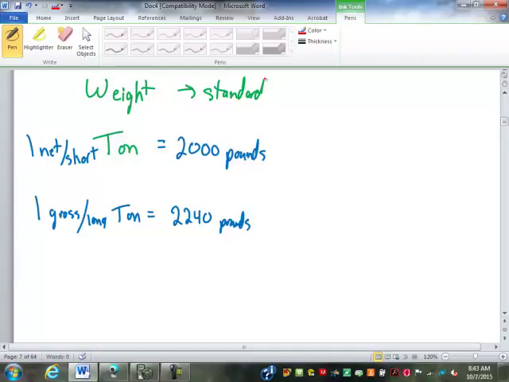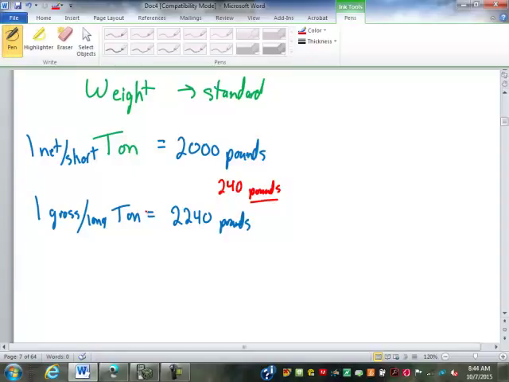Same thing here. The ton was originally used for measuring grain, for trading grain. Well, you can't just put a ton of grain on a scale. It's going to fall, it's going to run off the edges. So it had to be in a container. The container that held about a ton of grain was about 240 pounds. So the gross ton was the grain with its container, and the net ton was just the grain.